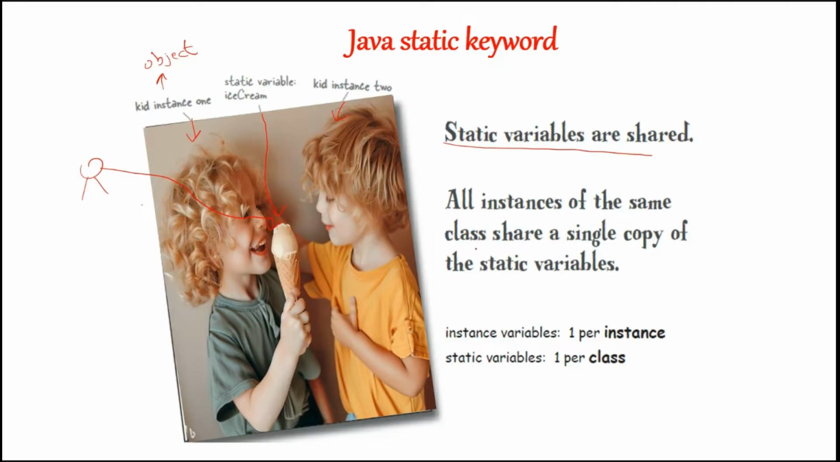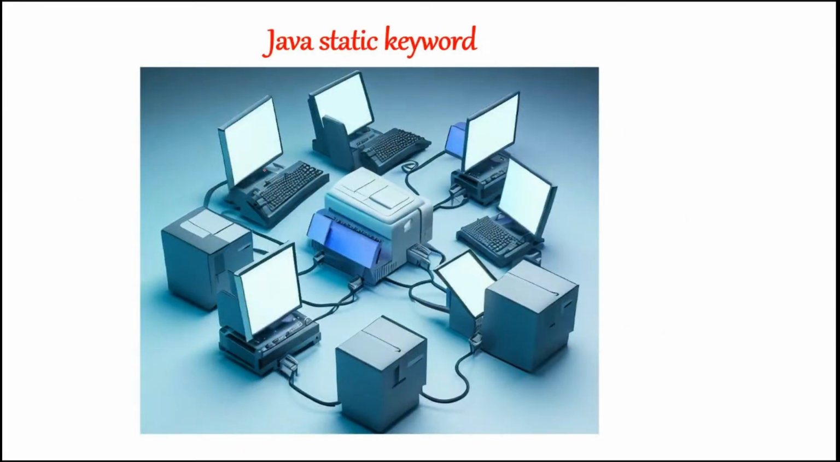All the instances of the same class share a single copy of a static variable. So there is a single copy only, which is shared. So here, the key takeaway is this: instance variables, one per instance, and static variable, one per class. Now let me give you a more realistic example.